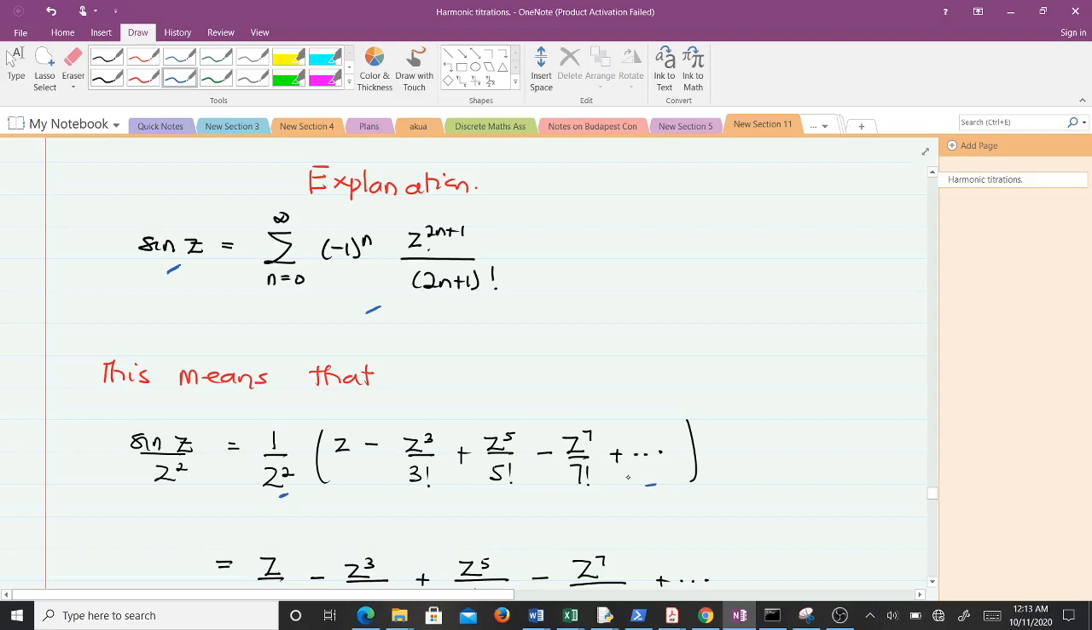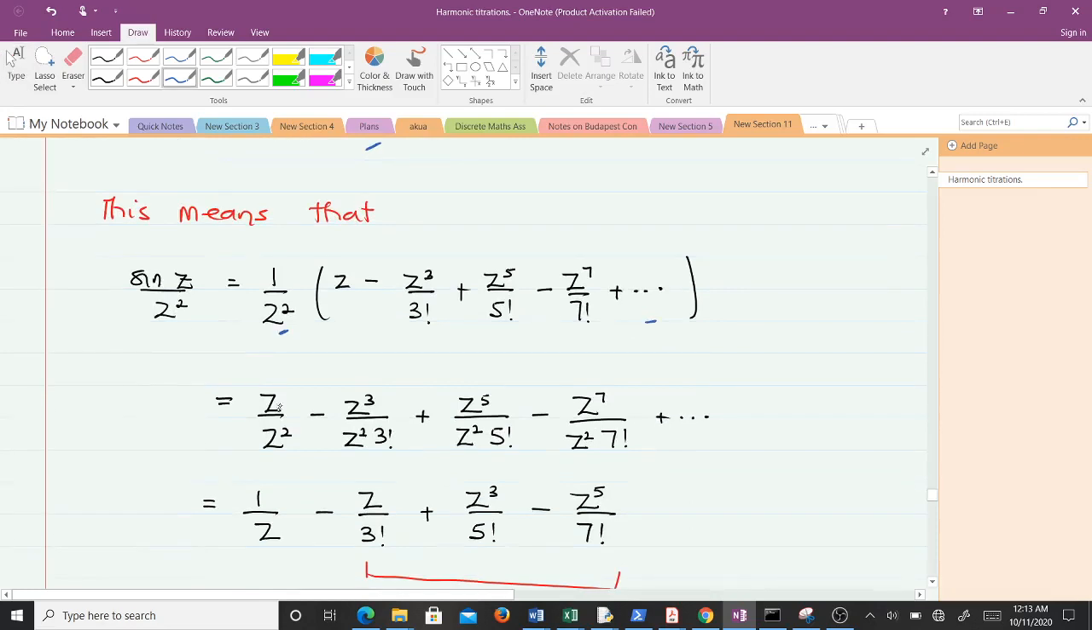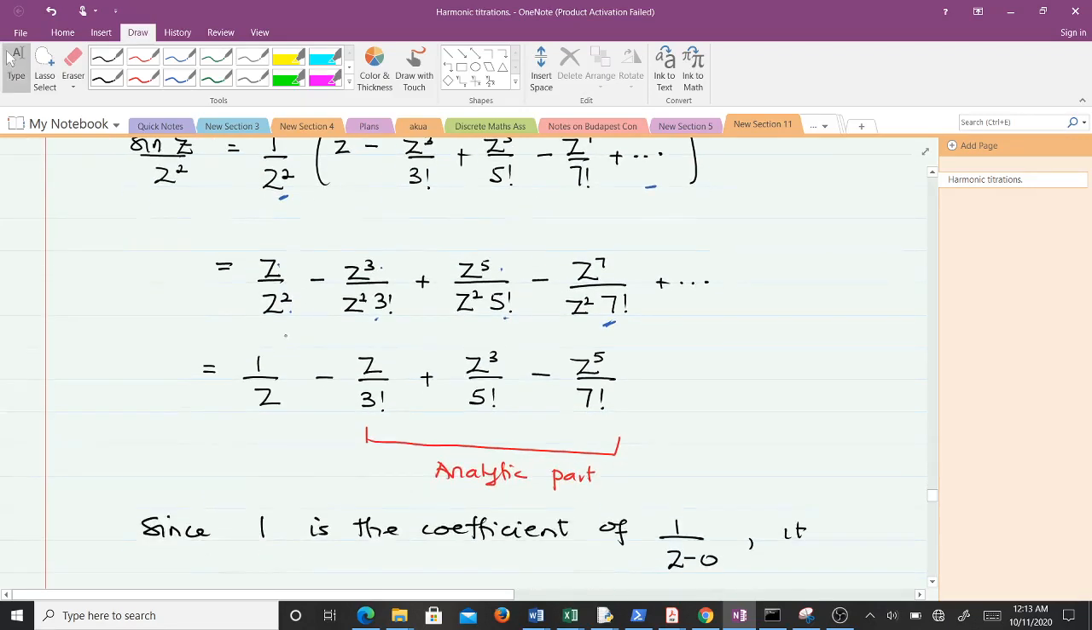So now we can multiply 1 over z squared through. When we do that, we are going to get what we have here. So z over z squared, z cubed over this, and that over that, continuing, right? So here, we have two z's in the denominator, so one can cancel and you'll be left with 1 over z. And this also continues.